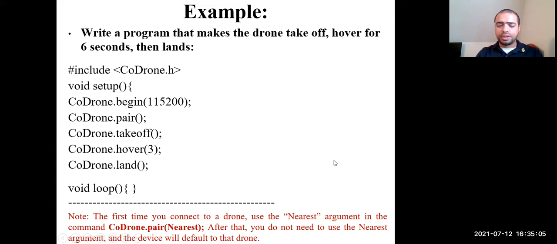So again here, I don't know if you can see the note over here. If you take the argument nearest inside the CoDrone.pair, then what's going to happen is it's going to search for the one that has the strongest signal. Not the first, but it's going to search. It's going to connect to the drone that has the strongest signal, in other words, the one that is closest to it. All right.